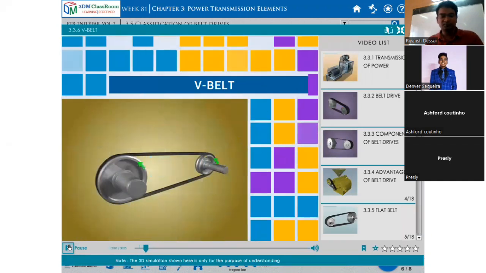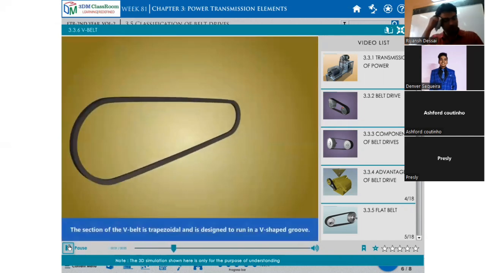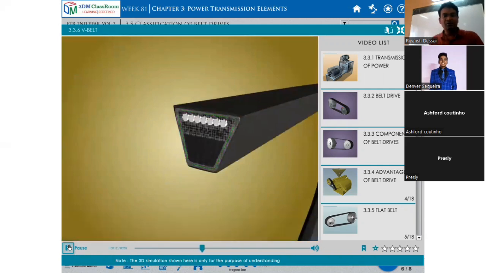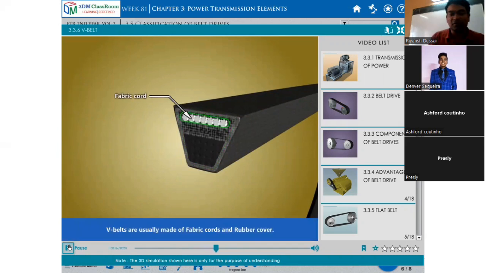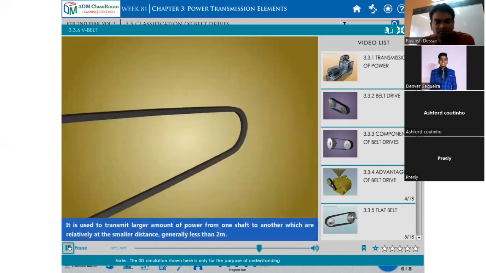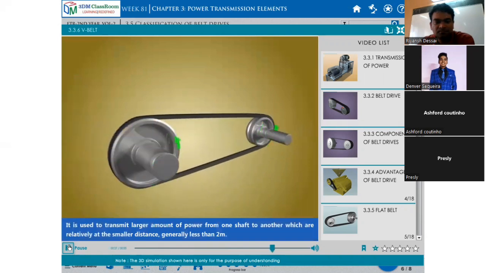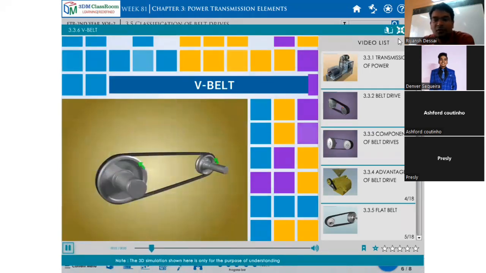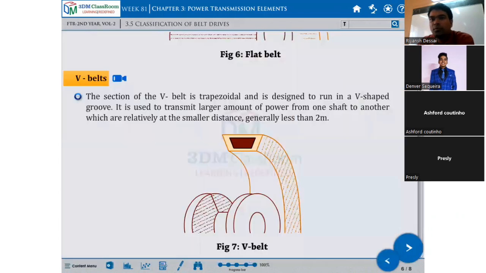The V belt you can see. In this video, we discuss the V belt. This is the actual view of the belt. It is like fabric cord and rubber cord. It is used to transmit larger amounts of power from one shaft to another, which are at a relatively smaller distance, generally less than 2 meters. So the distance between the two pulleys should be a 2 meter length.